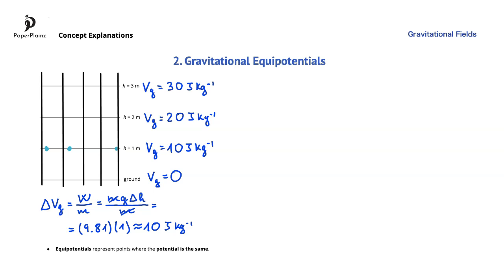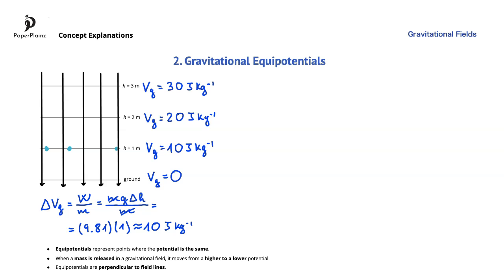Since field lines show the direction in which a mass would move when released in the gravitational field, logically the field lines here are pointing downwards. Based on this, we can also conclude that when a mass is released in a gravitational field, it moves from a higher to a lower potential. Finally, let's add what we already see on the diagram, that equipotentials are perpendicular to field lines.